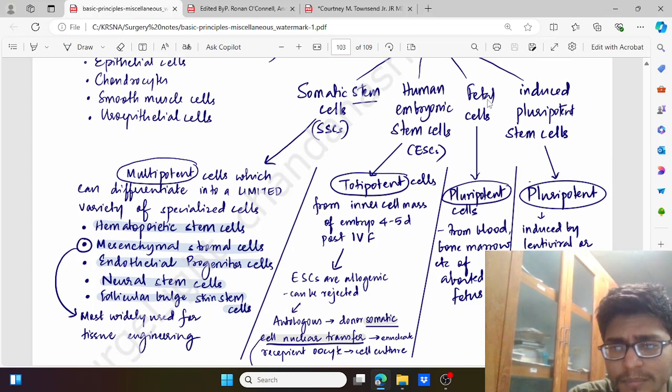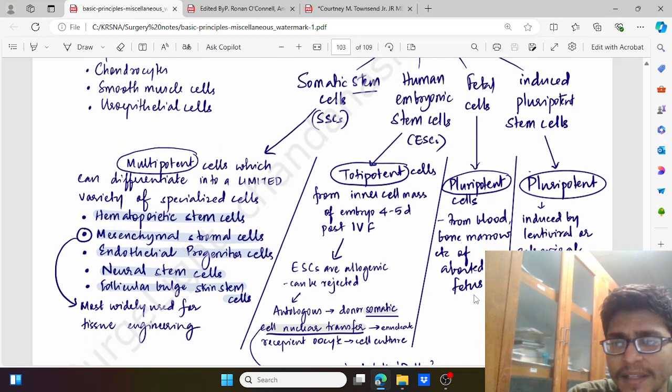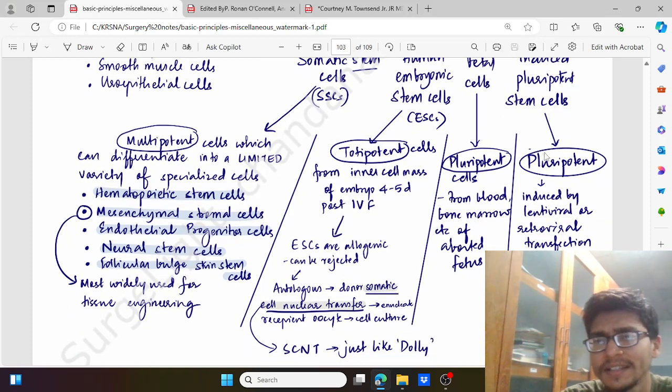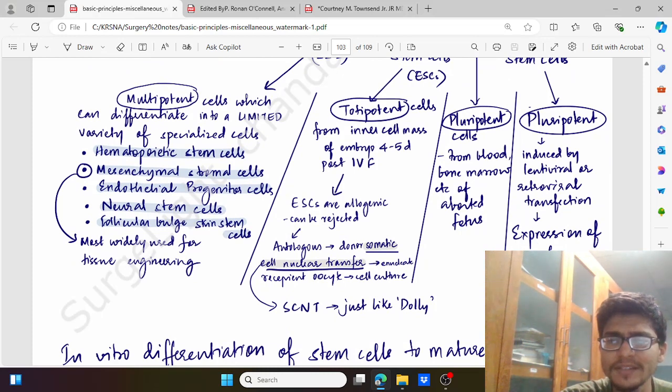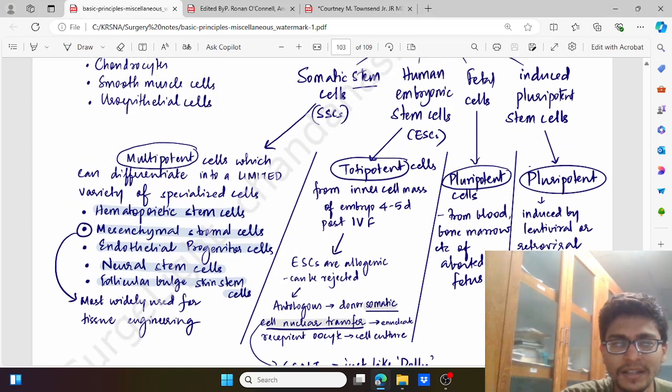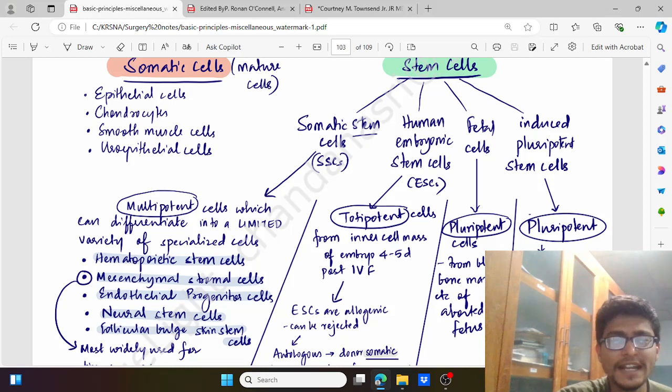The example of these fetal cells is that they are derived from the bone marrow or blood of the aborted fetus. And induced pluripotent stem cells are induced with the help of a virus, that could be lentivirus or retrovirus, by transfection, and they help in expression of specific transcription factors.